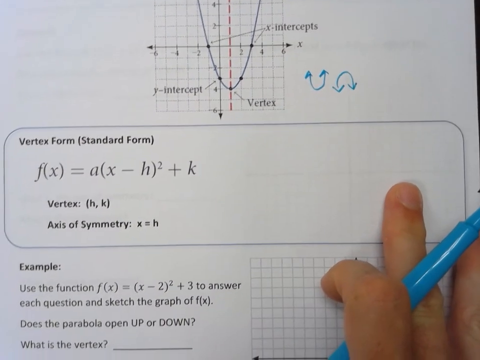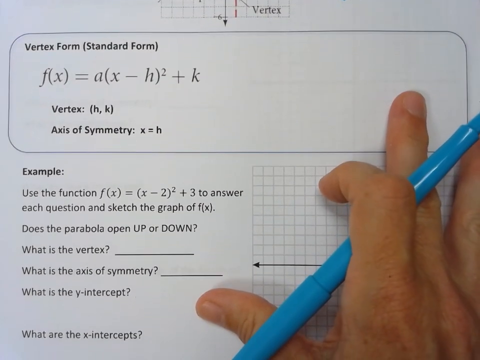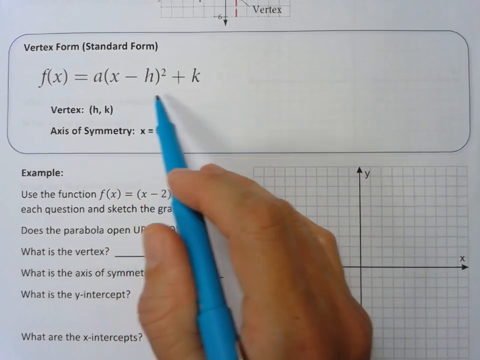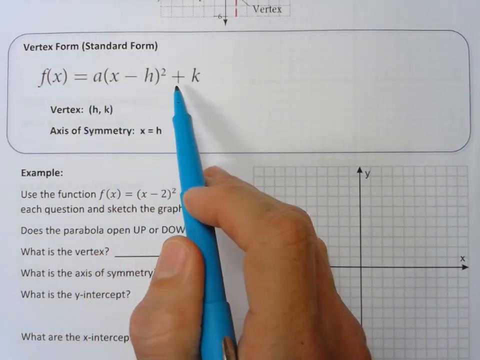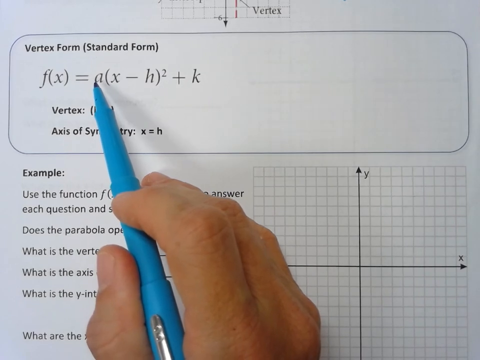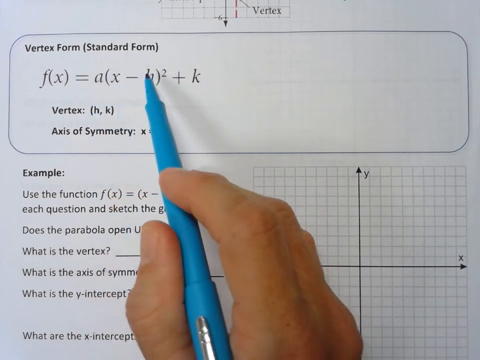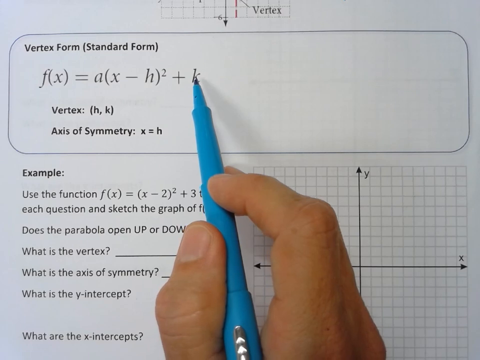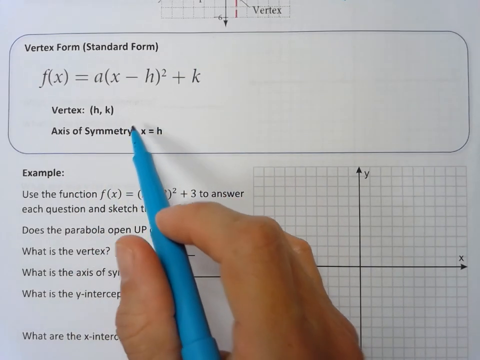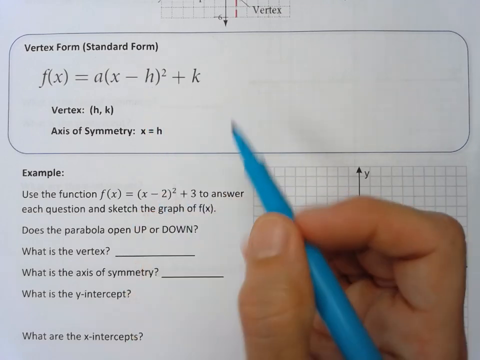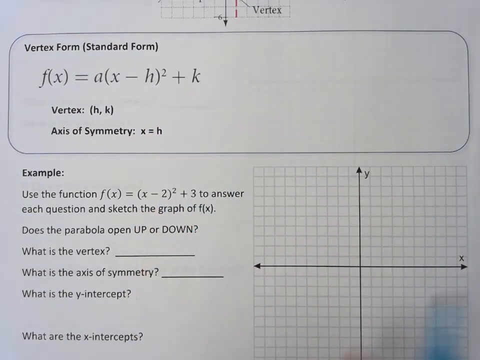Before we go too much farther, let's talk about the vertex form of a quadratic function. This is your vertex form. In this form, your a, whether it's positive or negative, will tell you whether your function is opening up or opening down. The point (h, k) represents your vertex, and the axis of symmetry is x equals whatever the x coordinate of your vertex is. So let's just look at an example.